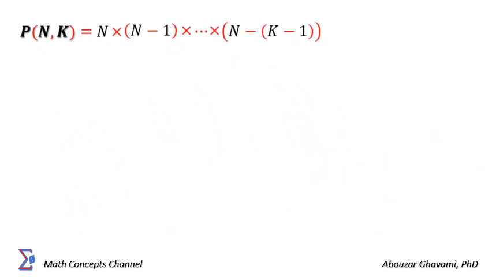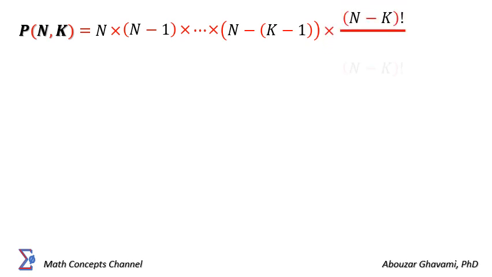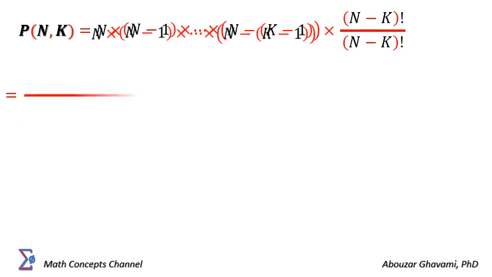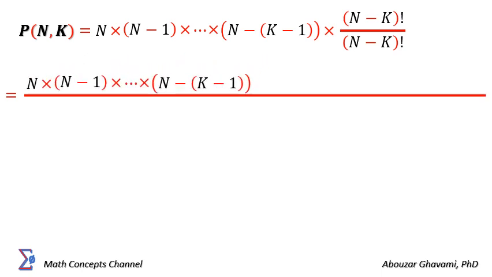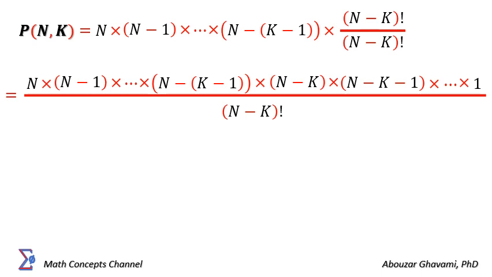Now let's use factorial notation to show k permutation of n in a more compact form. Let's multiply both numerator and denominator of k permutation of n by n-k factorial. We keep the multiplication of numbers from n to n-(k-1) in the numerator. Let's expand n-k factorial as multiplication of n-k up to 1 in the numerator. Let's keep n-k factorial in the denominator.